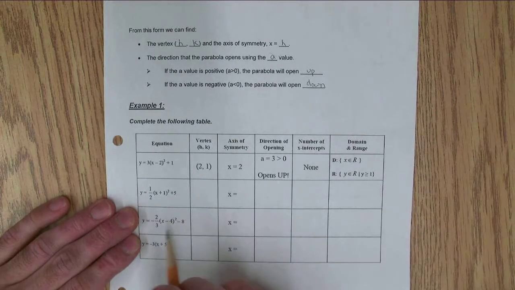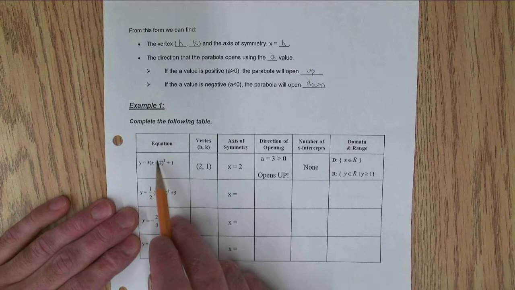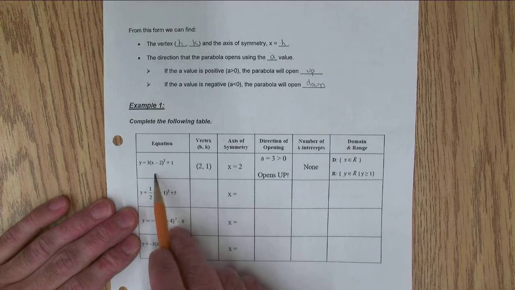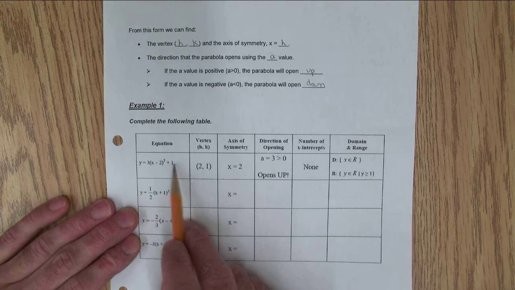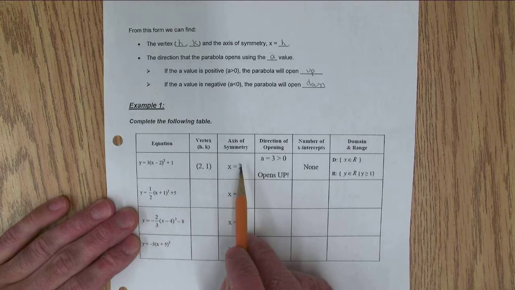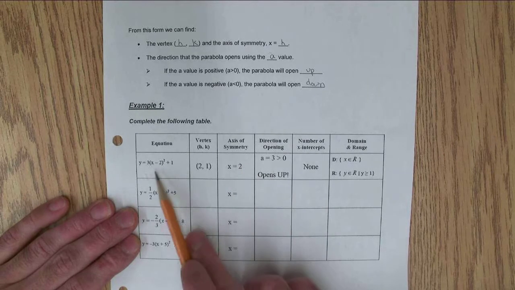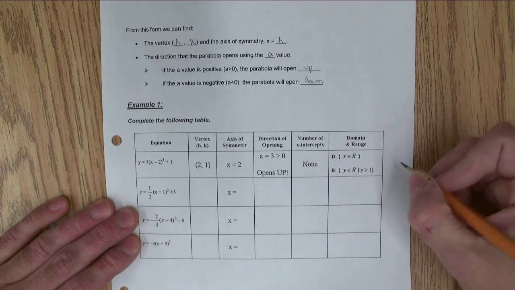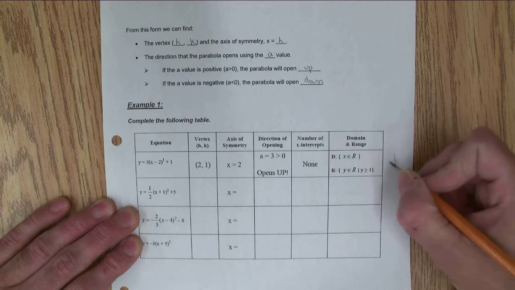So remember, the equation is x minus h squared plus k. Because in this first example it's x minus 2, the actual vertex is at positive 2 and 1. If the vertex is 2, 1, the axis of symmetry is x equals 2. The direction of opening is up because the a value is positive. For the number of x-intercepts, if we draw a little picture of it, it makes more sense.